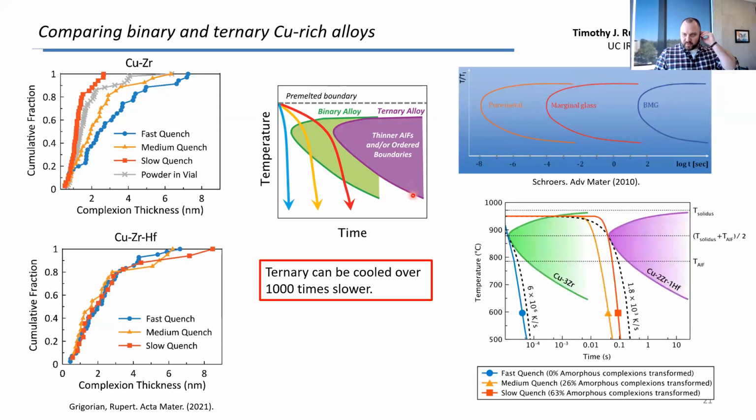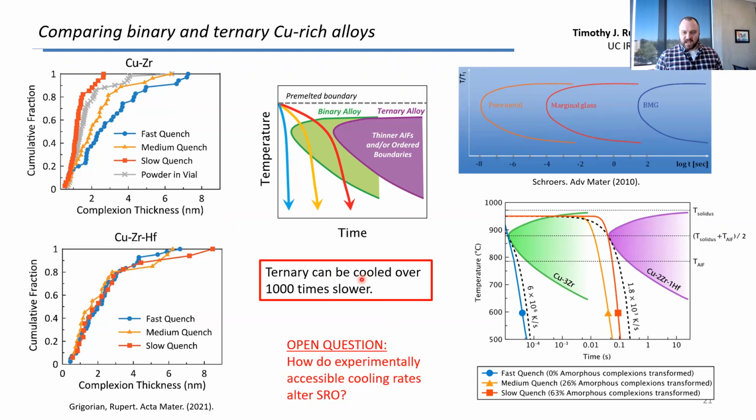Just for reference, if we try to do some estimates, we can estimate that this ternary can be cooled at the very least 1,000 times slower and still maintain that high temperature complexion distribution. So we're now trying to poke at this and how we can use those cooling rates to alter the short range order distribution within our samples.